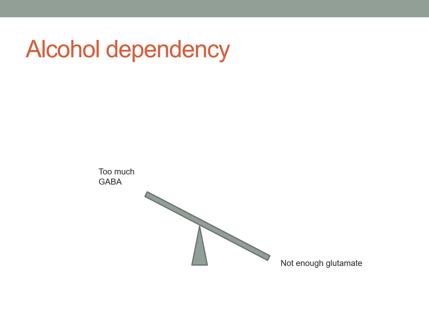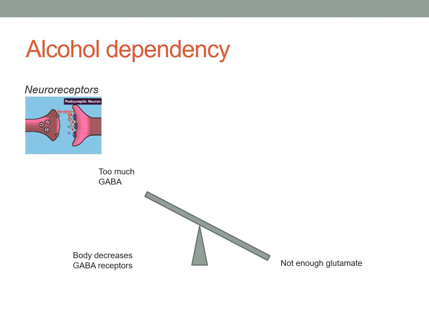So now let's talk about alcohol dependency. GABA and glutamate are neurotransmitters, and they both work on neuroreceptors as part of the neuron pathway in the brain. Here, the seesaw of alcohol tolerance shows the body that has too much GABA and not enough glutamate in a person who is drinking daily and has built tolerance. The body recognises that there is too much GABA, so it decreases the amount of GABA neuroreceptors. And it recognises there's not enough glutamate, so it increases the amount of glutamate receptors.